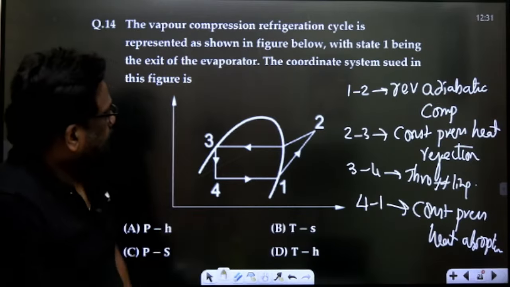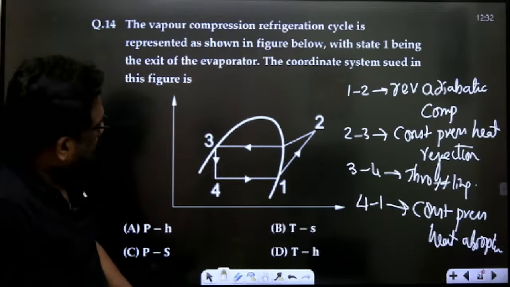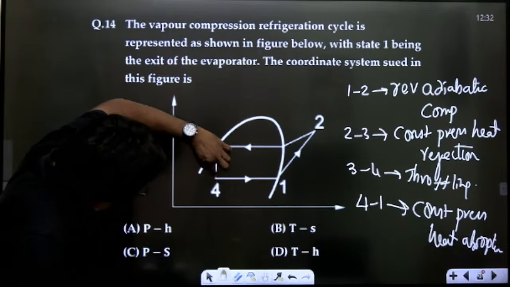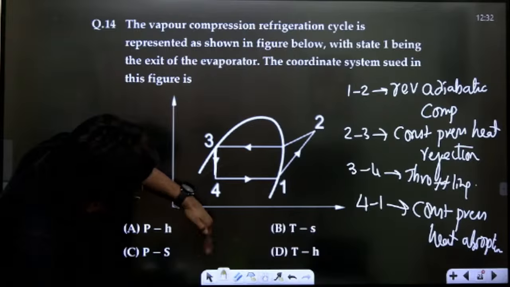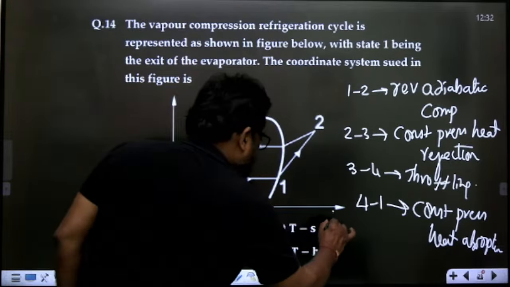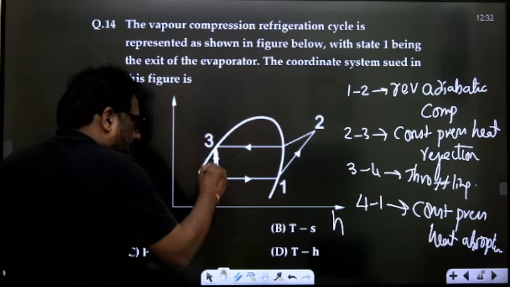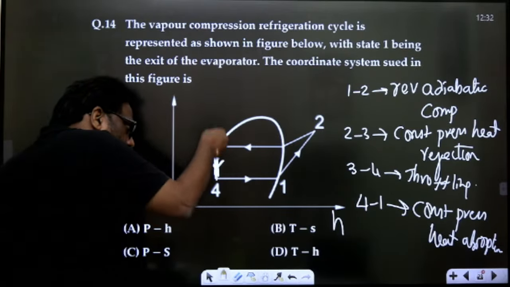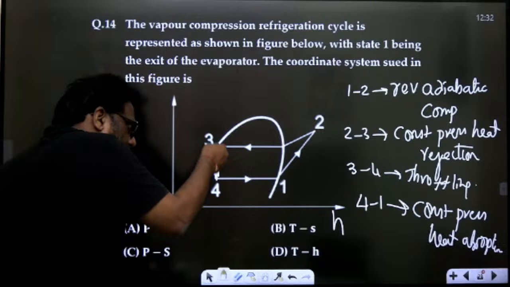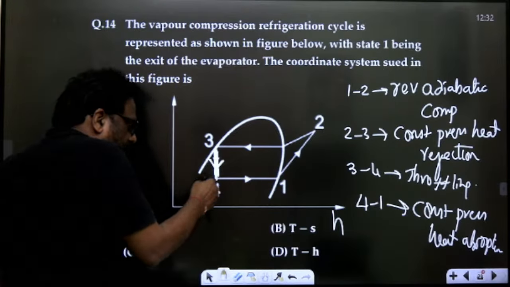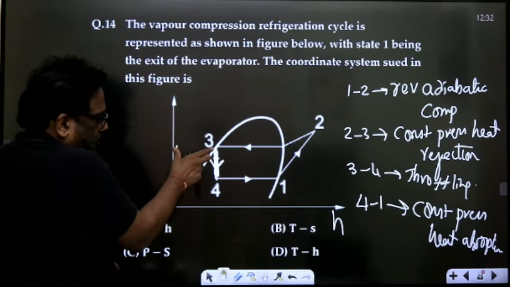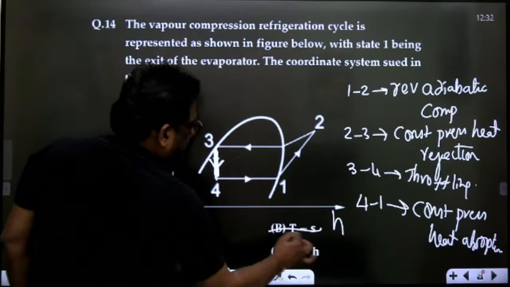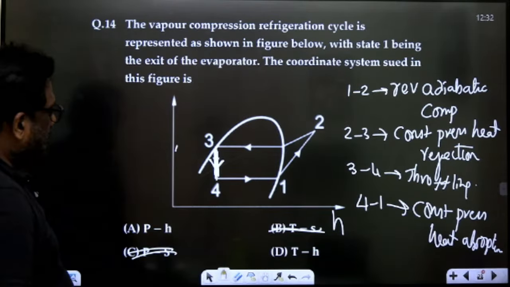Look once, sir. I know 3 to 4 is throttling. When 3 to 4 is throttling, on this axis something is constant, so this has to be enthalpy, because when it is throttling, listen carefully, enthalpy is constant, meaning on this axis the horizontal length should be the same, so this should be enthalpy. Therefore there is no chance for this option, sir.